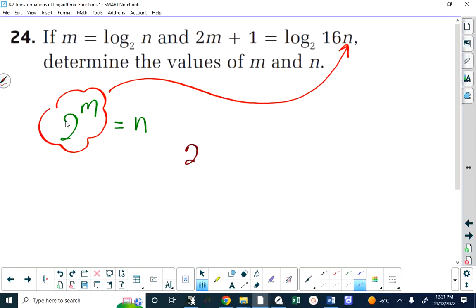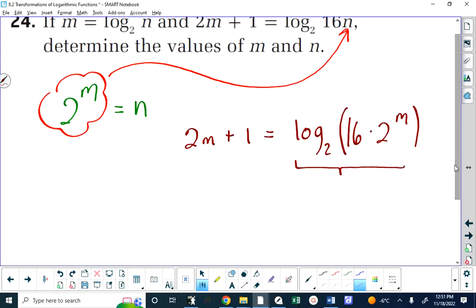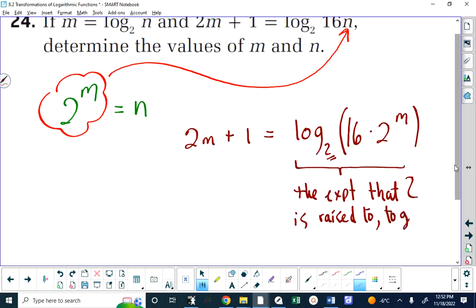What happens? I get 2m plus 1 equals log base 2 of 16 times 2 to the m. Now, what this is, and I'm afraid I'm going to have to write this out because I want you to see the words, is this is the exponent that 2 is raised to get 16 multiplied by 2 to the m.